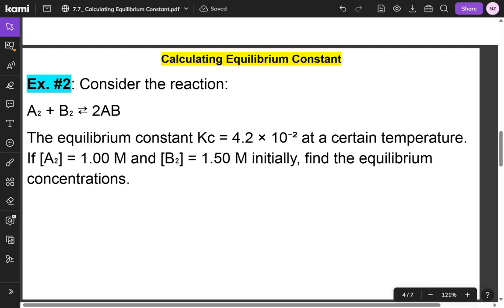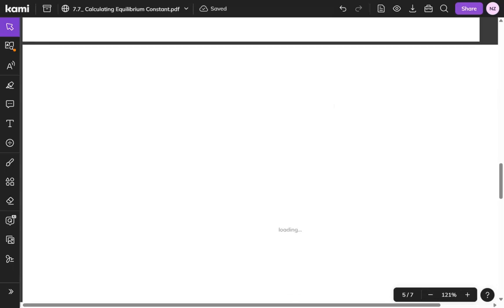All right, let's look at another example. It says, consider the reaction: A2 plus B2 is at equilibrium with 2AB. We're given the equilibrium constant here, and then we're given two of the equilibrium concentrations. So it wants us to solve here. All right, so let's start with the Rice table. We'll plug in the information that we have.